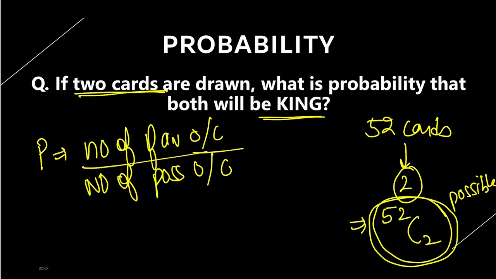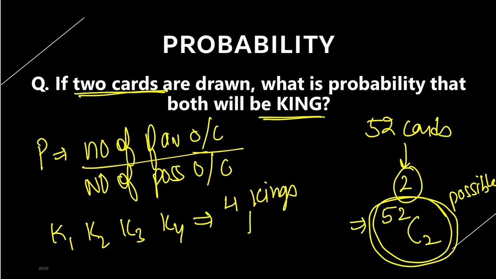Now the favorable outcome is how many kings I have. I have one king, two king, three king and four king. I hope this is clear. There are four kings in a deck of cards, meaning one each of heart, spade, club and diamond. So we have four kings. Now what is the favorable outcome? Four kings are there. How many do I need to choose? Two. So our favorable outcome is I am choosing two kings out of four kings.